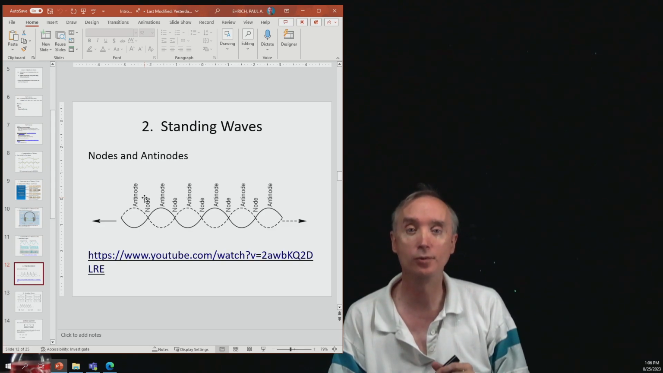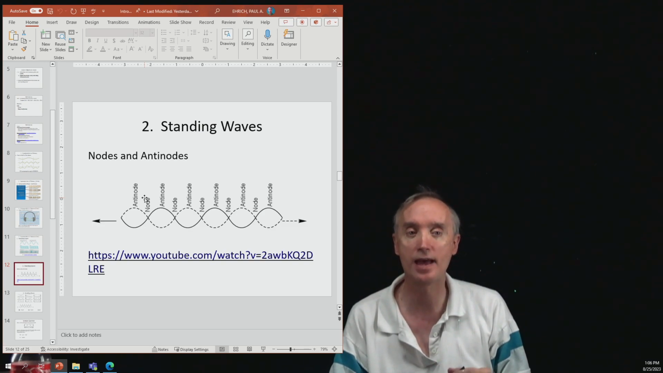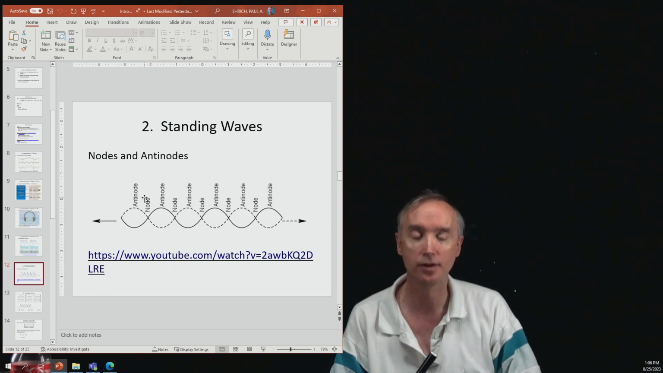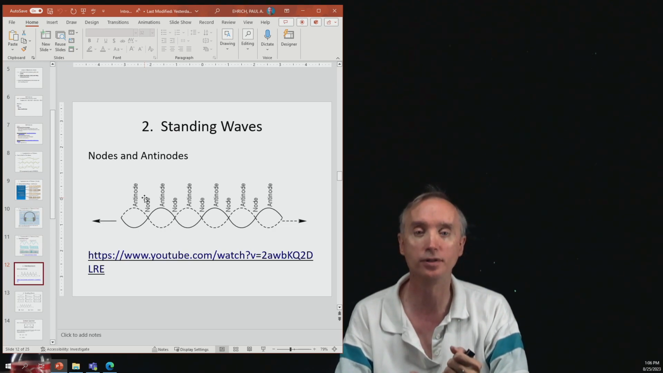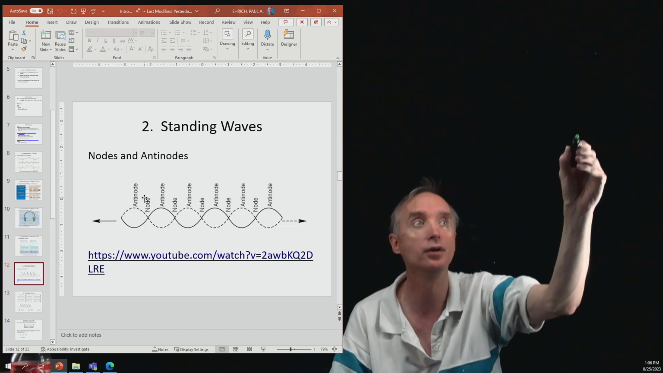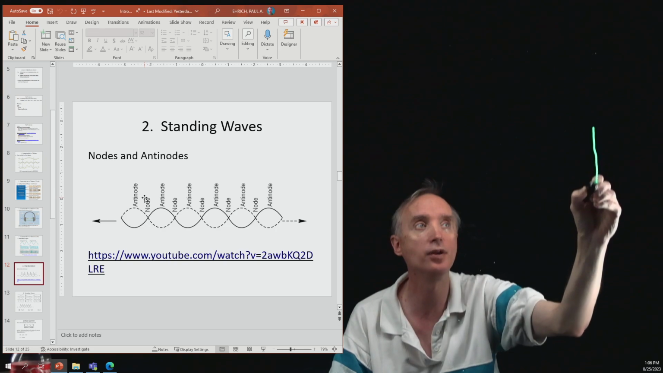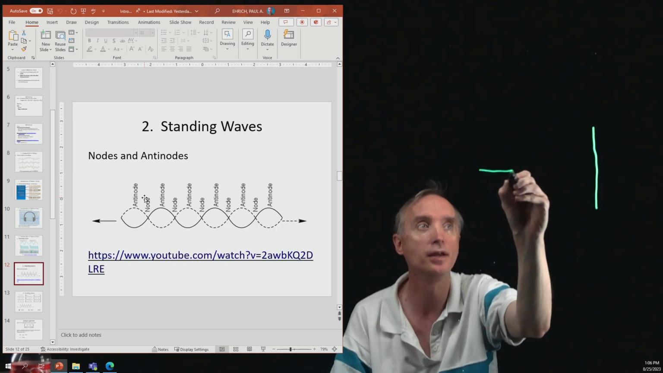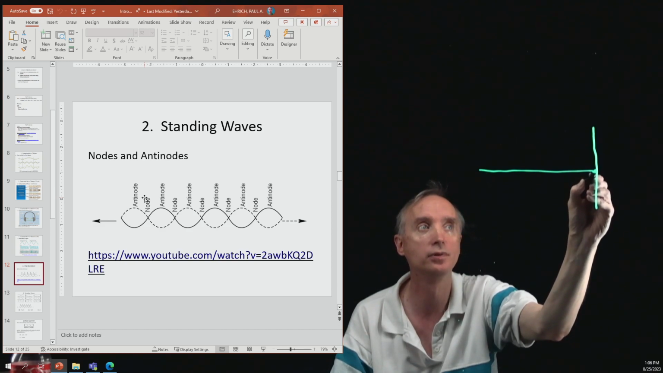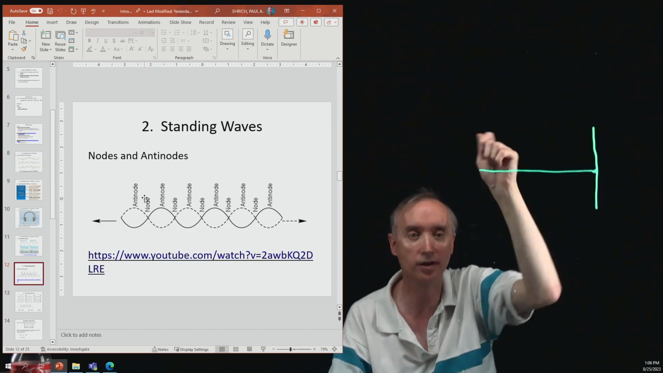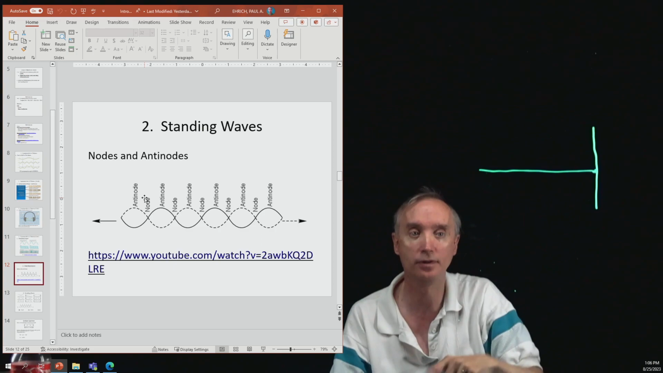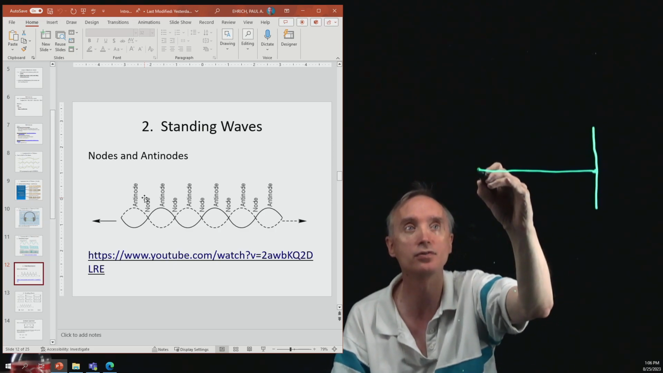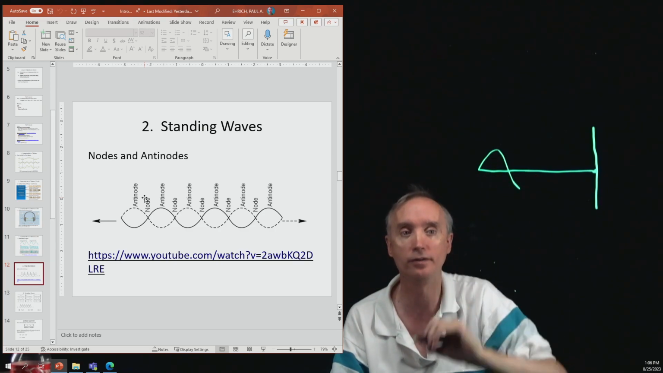Okay, we're continuing to talk about how to add waves together. And so now we want to talk about standing waves. If you recall in our previous lecture, if you had a wall over here and a string attached to the wall, and you start to snap the string up and down, it's going to start to generate a wave.